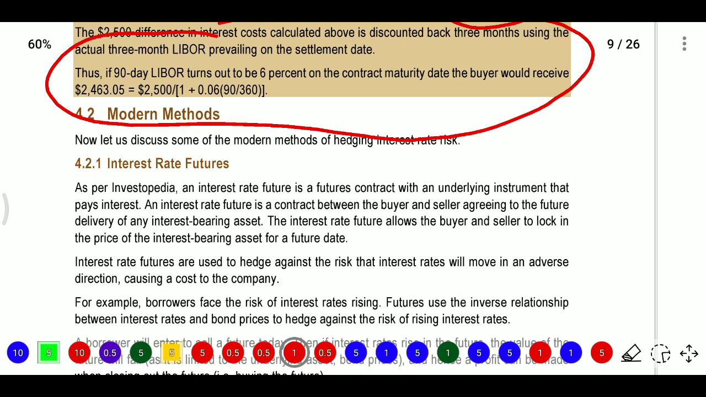Now, we have completed 2 methods under the traditional method. The traditional method has the assets and liability management method and the forward rate agreement.